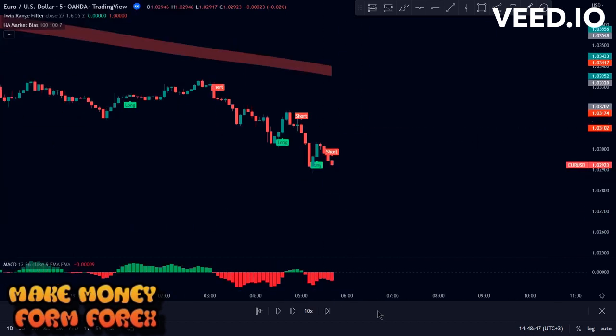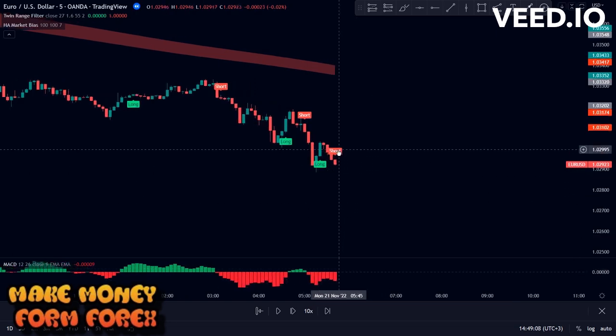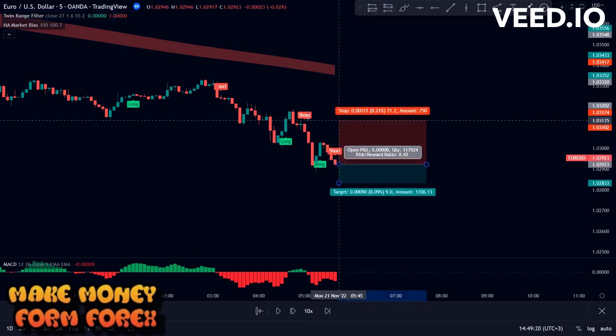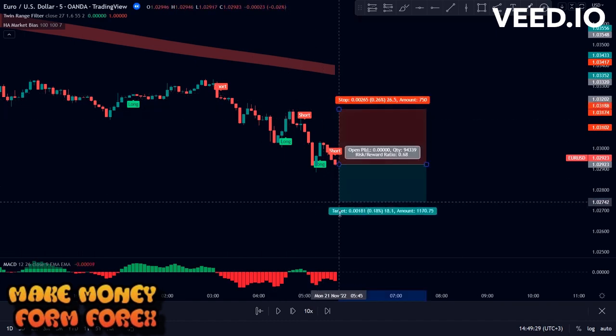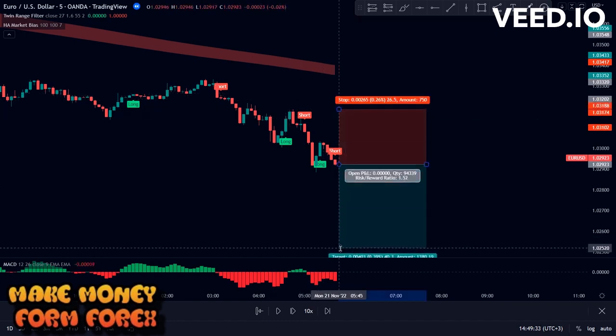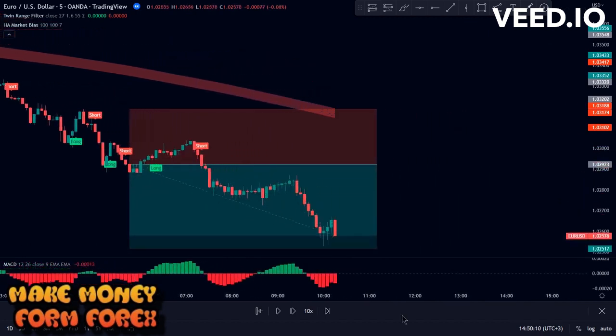Here's another example. As we can see here, the market bias indicator was colored in red, and at the same time, the MACD histogram was also colored in red. Finally, the twin range filter issued a short signal. We enter a short trade. Set our stop loss above the most recent swing high, which is this one right here. And for the take profit, we're gonna set it at 1.5 times the risk. We let this trade run and hit TP.